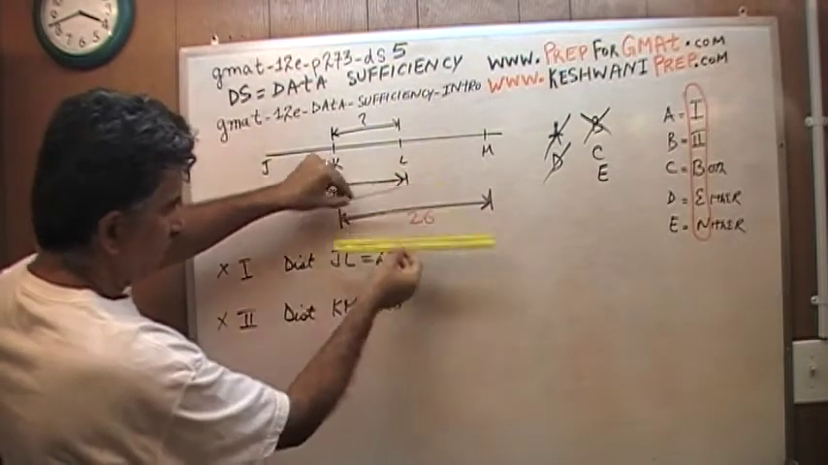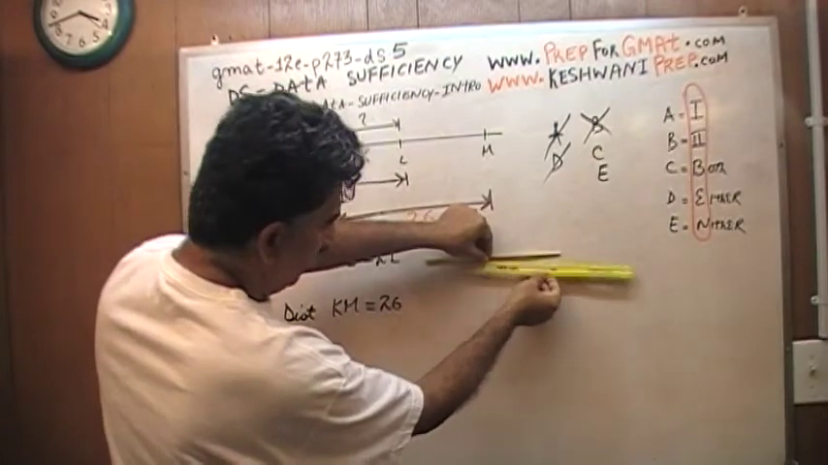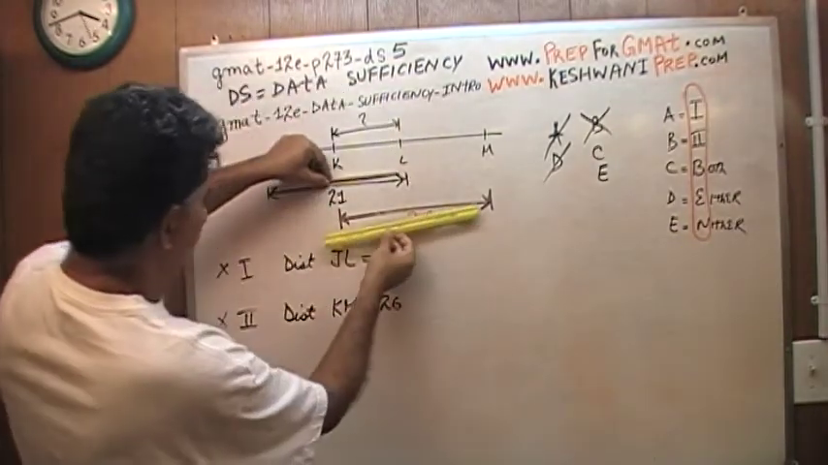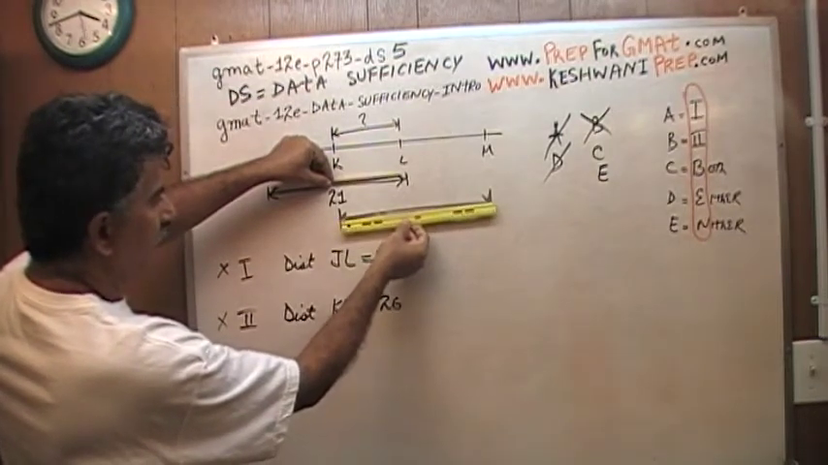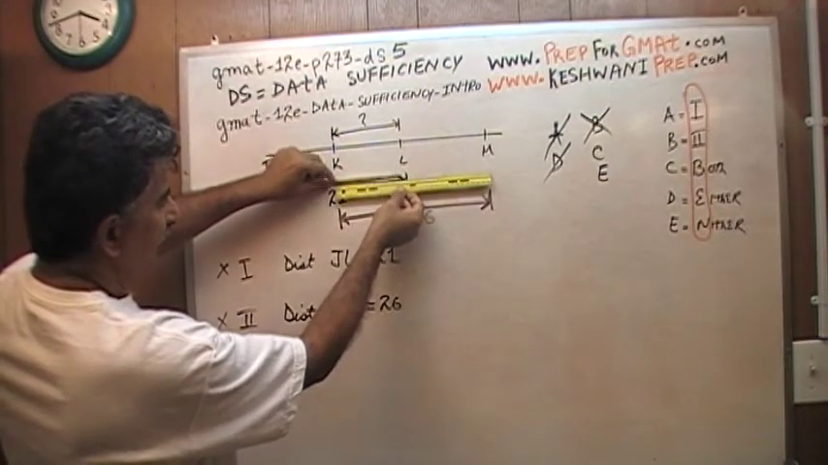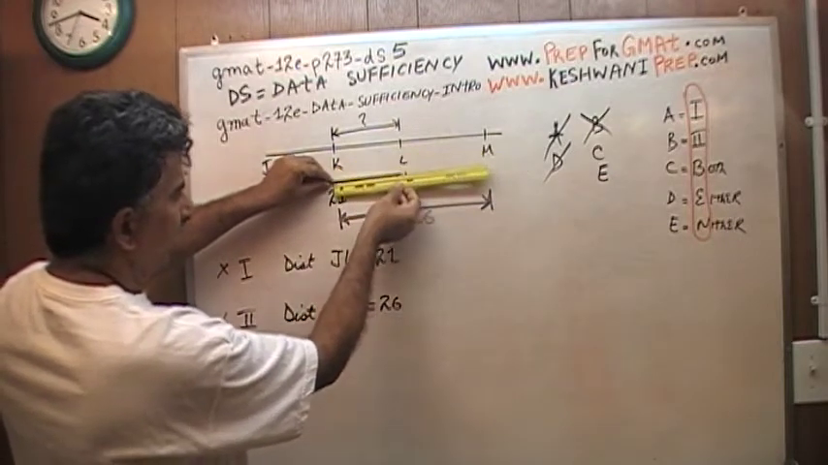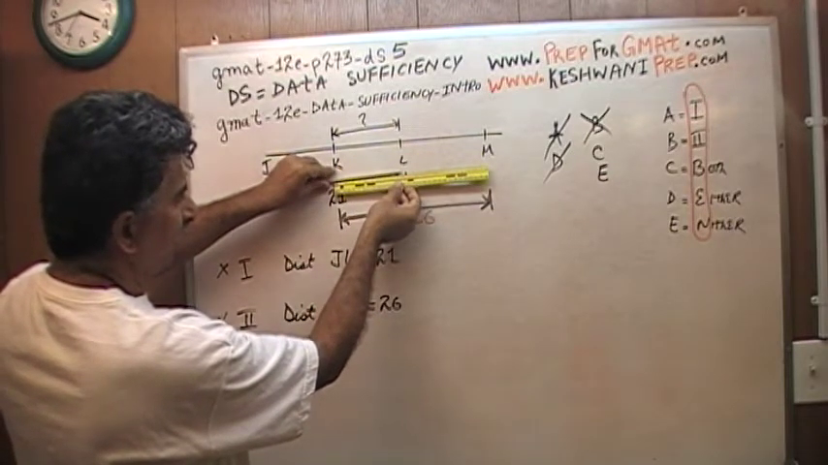But I do not know where the ruler is. It could be like this, it could be like this, or it could be like that. We do not know the relative position of it, and depending on where I move the ruler, see this overlapping part, the overlapping part is K to L. And that overlapping portion we do not know because we do not know where K is.